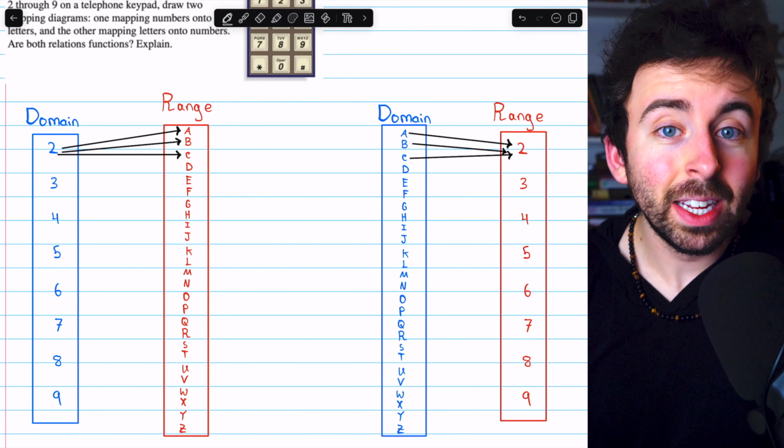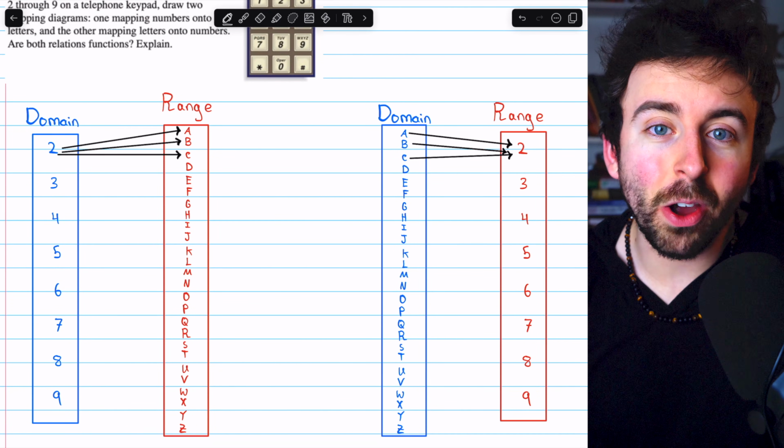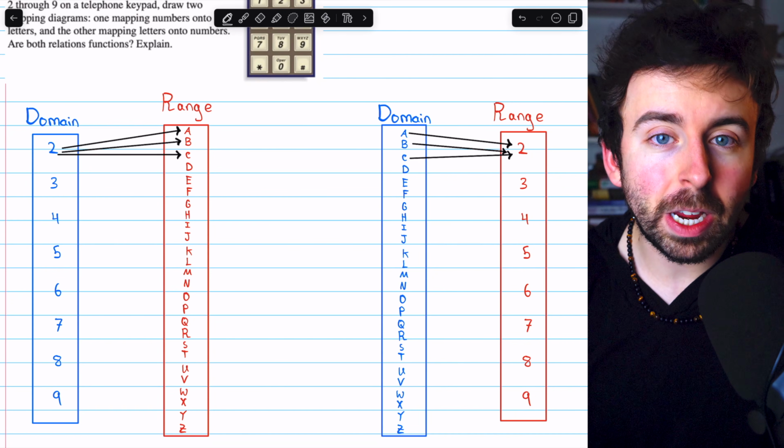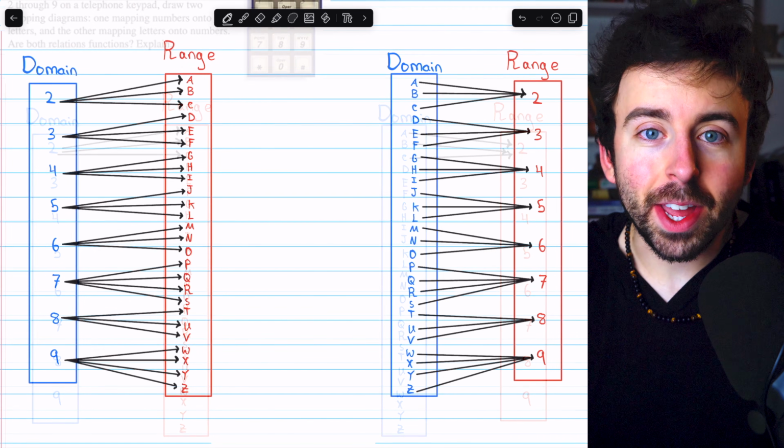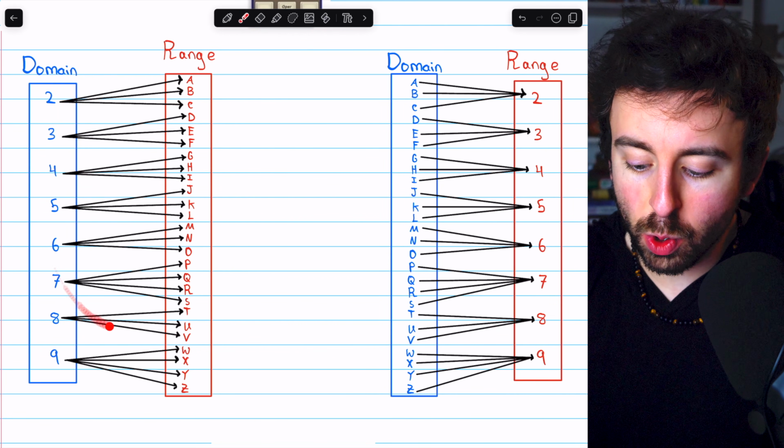Once we finish this up, it's going to be pretty messy. There's a lot of mapping going on here, but I'm going to go ahead and finish it, and then we can discuss the conclusion. All right, that was fun. Here are our two relations.